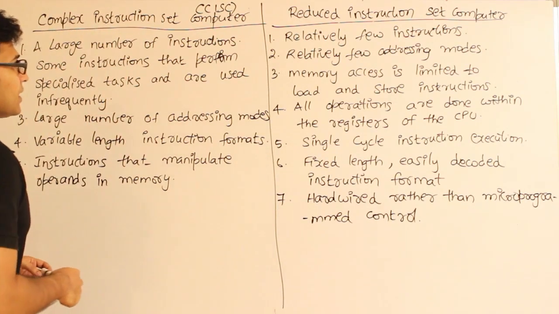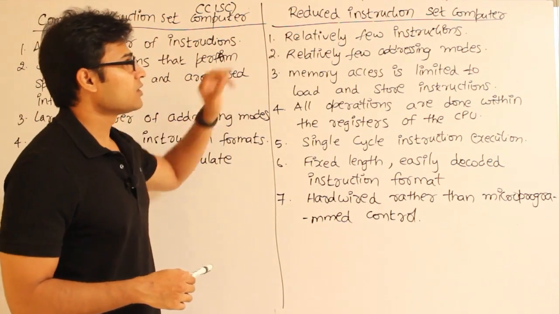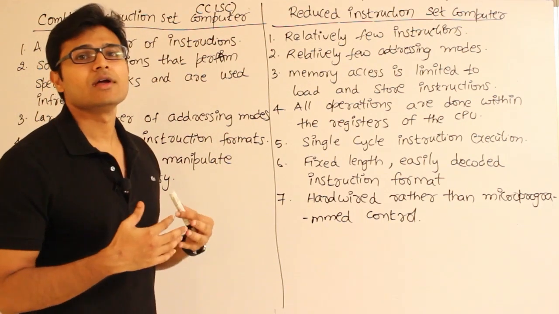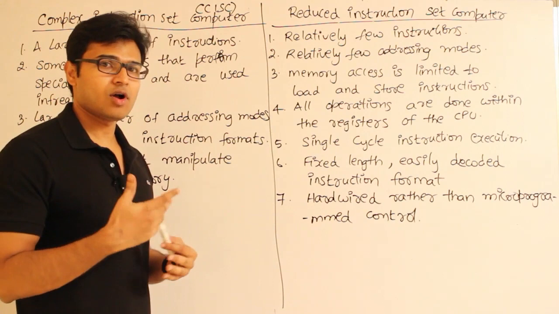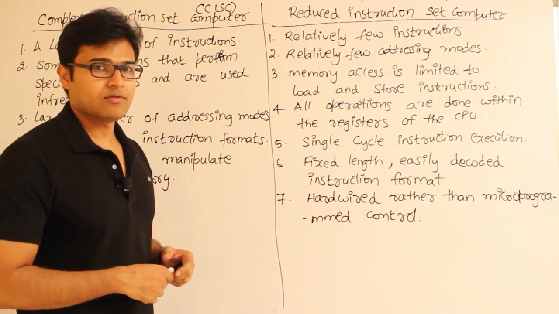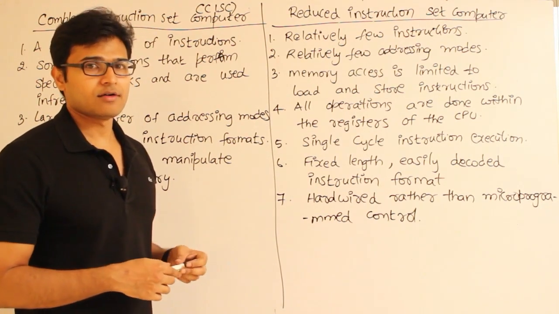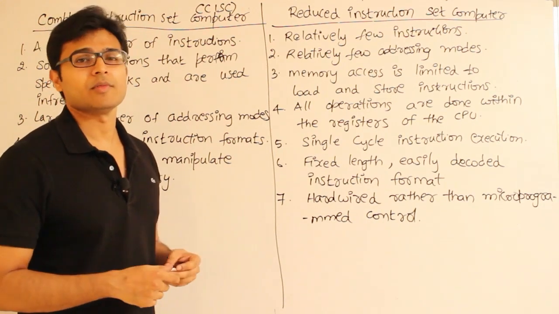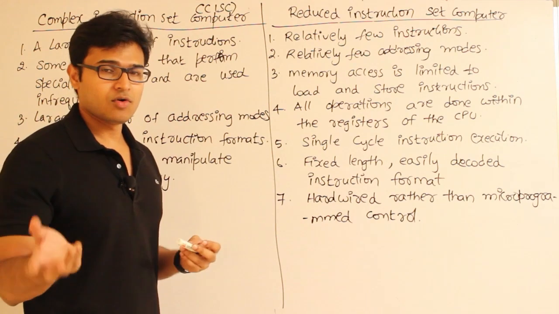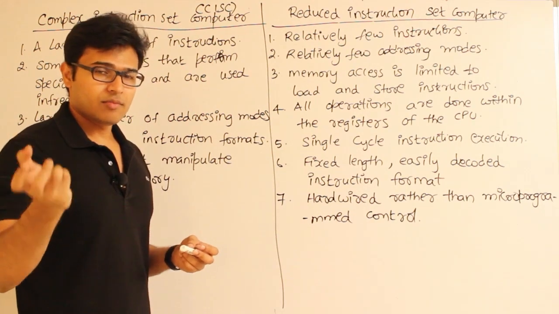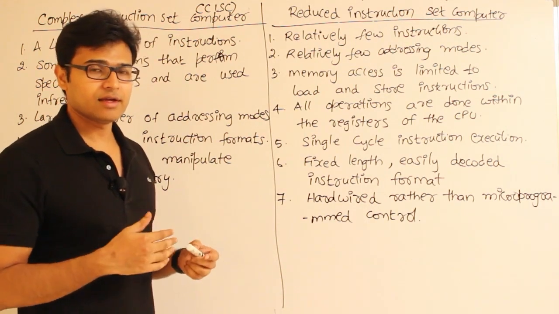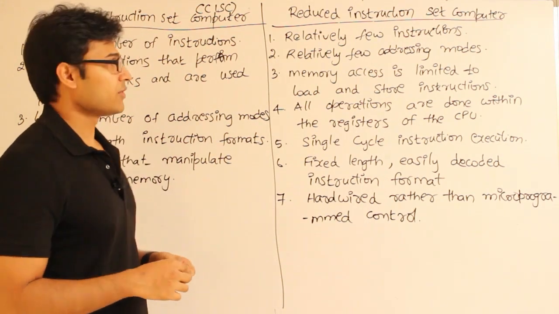Now see this one. In the reduced instruction set, relatively few instructions, which means we are going to have only instructions which are very, very essential. We will not have all types of instructions, right? For example, we might never have instructions which will work on the operands which are present in memory. Instead, we load the operands into the registers and work on them. Got it? By doing it like that, we can decrease the number of instructions required.